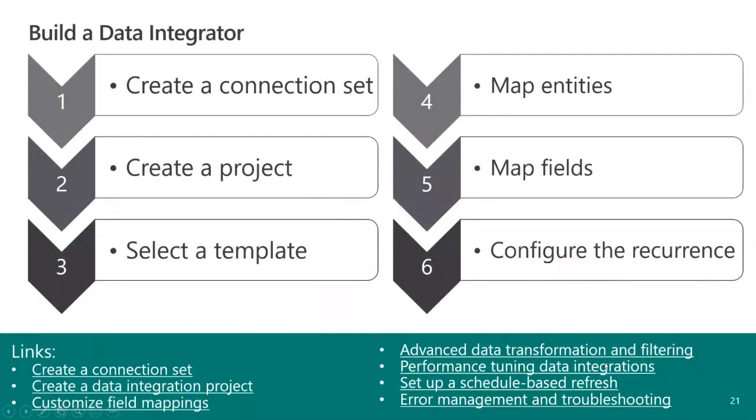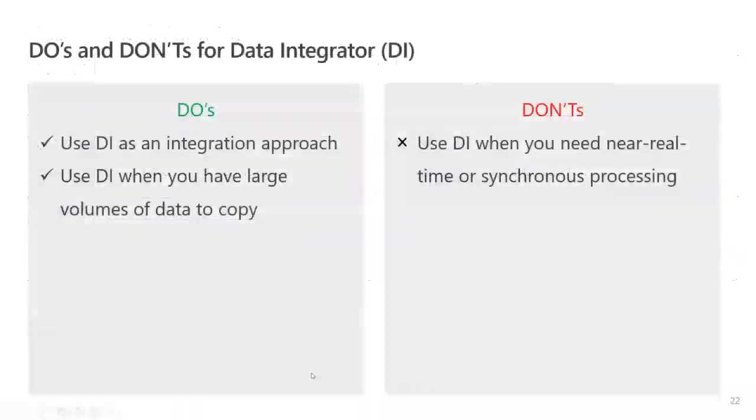So the basic steps, the 6 steps, are making the connection set, the project, selecting the template, mapping your entities, mapping your fields, and then configuring the recurrence. The links to do each of those steps are provided down here at the bottom. And I've also provided a link for error management and troubleshooting. So if you do run into errors or problems with your data integrator, you can use this resource to help you troubleshoot any mapping errors or issues that you might have with your data integrator.